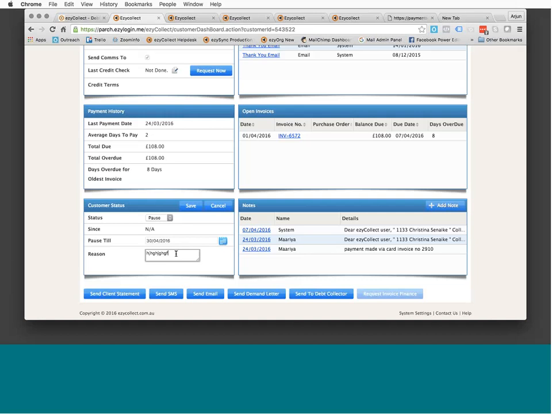So you don't have to worry anymore about, hey, I better make a note in my diary and call the customer back on the 1st. The system will automatically do that for you. And if they have paid, it'll automatically just stop chasing the customer.